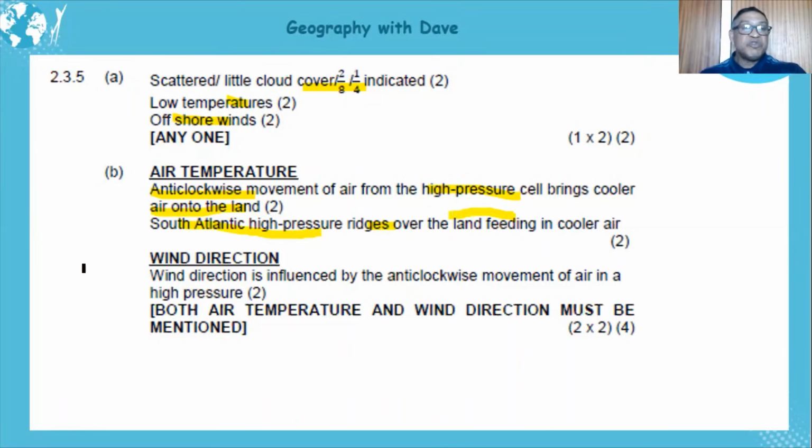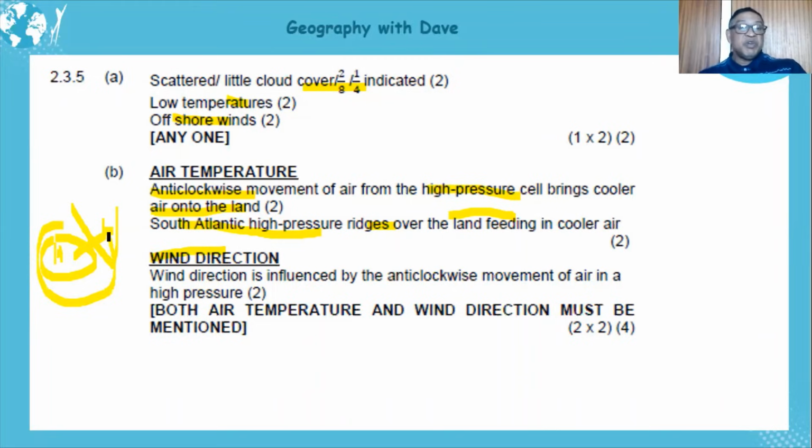Remember, air moves from, there's the low pressure here. And there's the high pressure here. Can you see it? All right. It's moving across. Can you see that? All right. So it brings in cooler air onto the land from the South Atlantic high. Can you see it? And of course, wind direction, again, because it moves anti-clockwise here and it comes across.